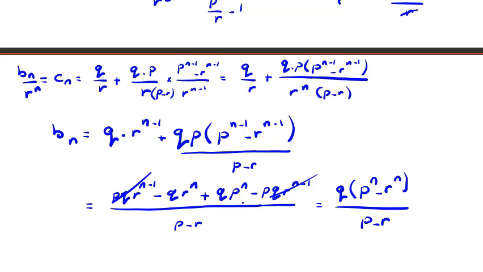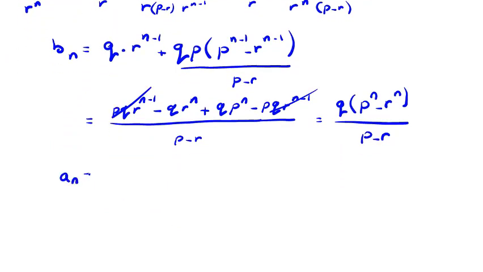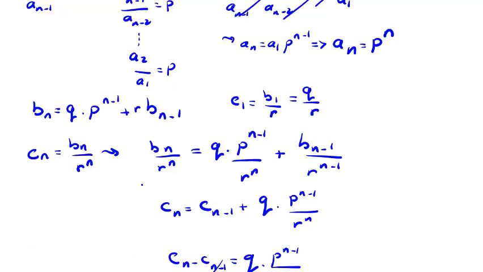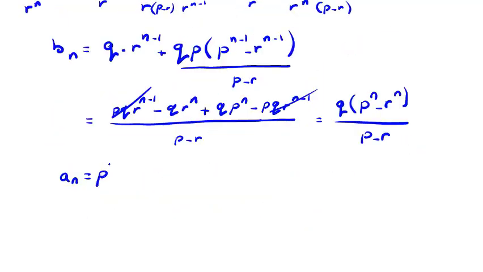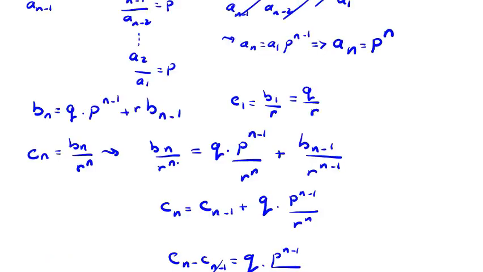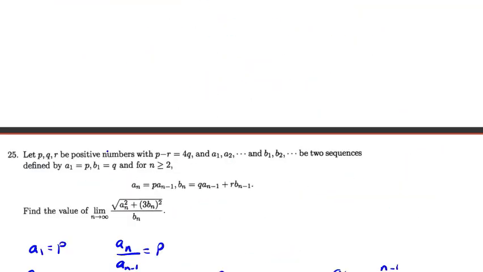So we found b_n is what? b_n is this. So let's write the things we've reached so far. a_n is what? The first thing: a_n is p to the power of n. b_n equals q times p^n minus r^n over p minus r, and the relationship between p, q and r: p minus r equals 4q. And the last term is to find the limit of this function.